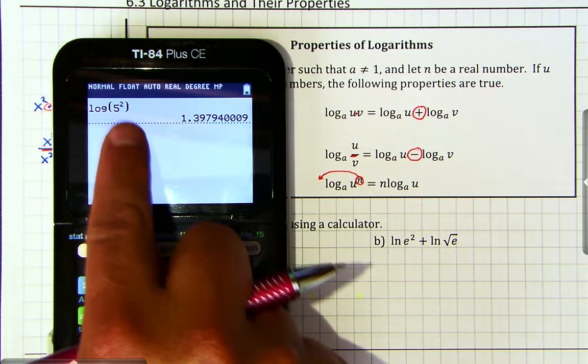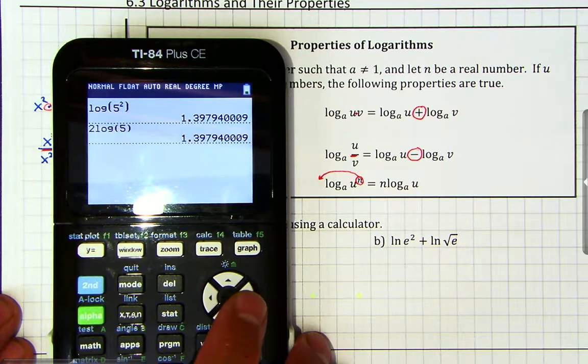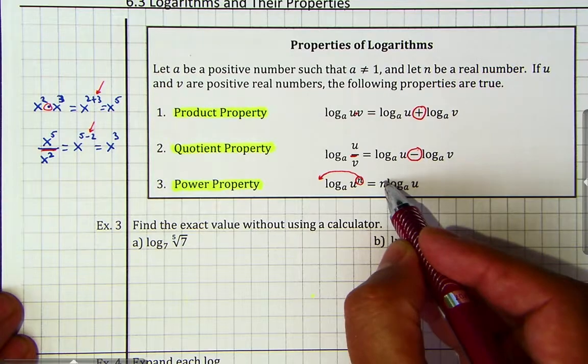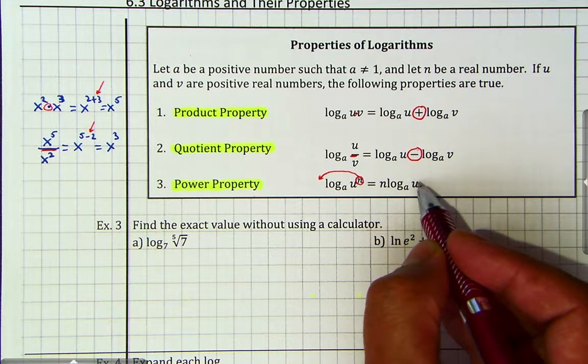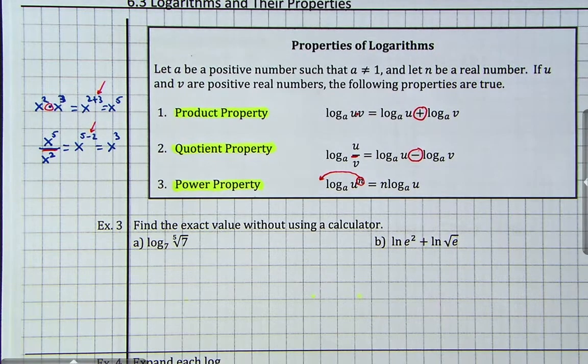If I move the 2 as the coefficient, it'll be the same thing as this. Should be the same value. So that is what the property tells you. Or sometimes we have it as a coefficient, and we can move it as an exponent for the u. And we're going to use these properties to simplify.